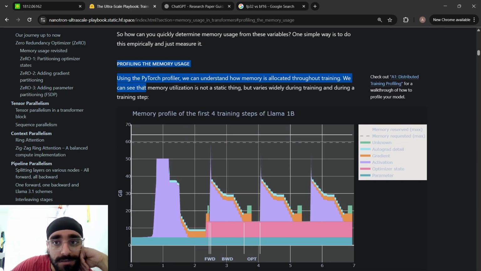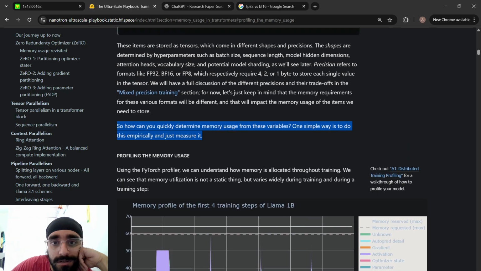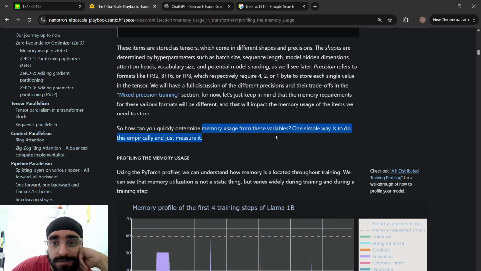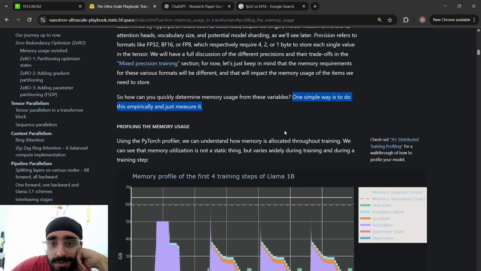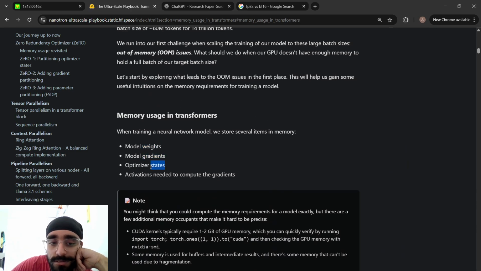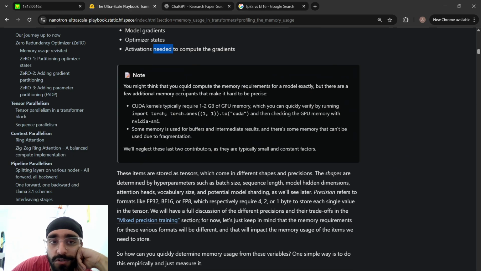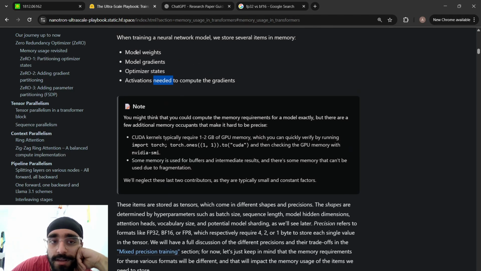Profiling the memory usage from these variables. Which variables? One simple way is to do this empirically and just measure. Are they referring to model weights, gradients, optimizer states, activations? I'm not sure. But anyway, for all of them we can find the memory. Model weights and gradients are very simple, right?